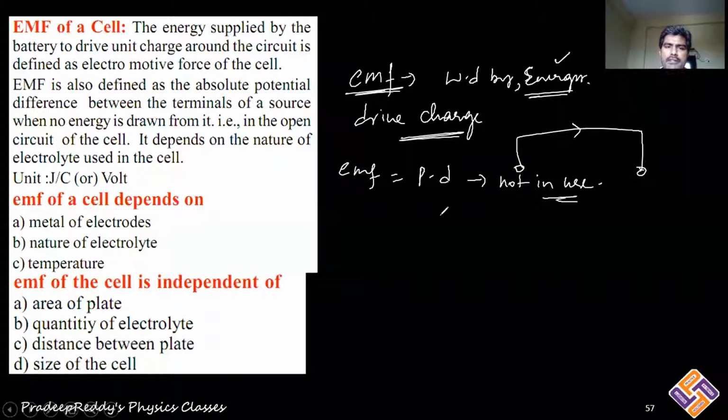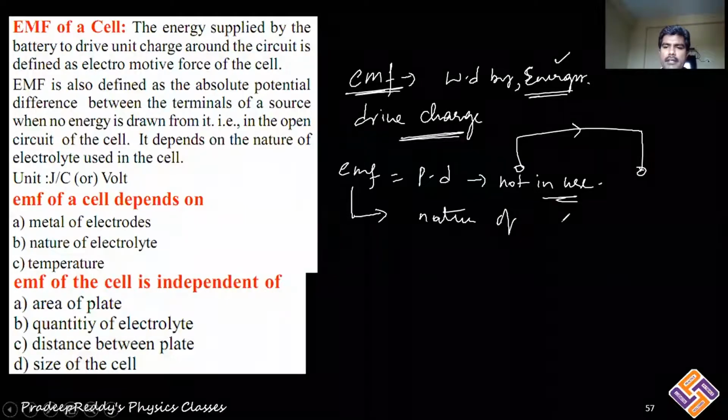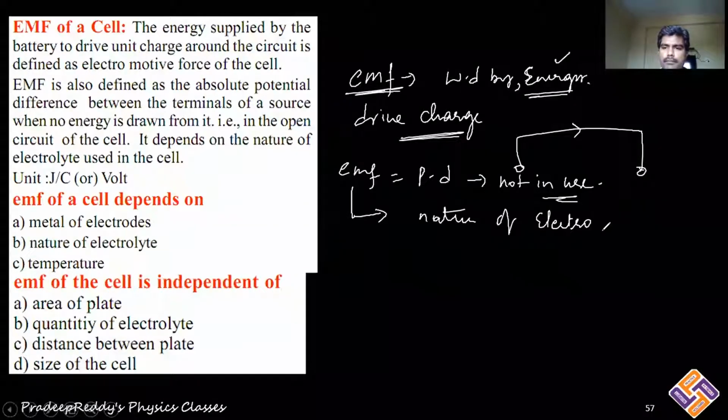EMF only depends upon the nature of the electrolyte used. Depending on its nature, you will have some EMF for that particular cell. And the unit of EMF is volt, or you can even write it as joule per coulomb. EMF of the cell depends upon the metals of the electrodes, the nature of the electrolyte, and also temperature.